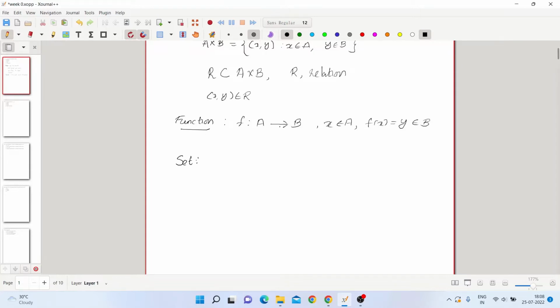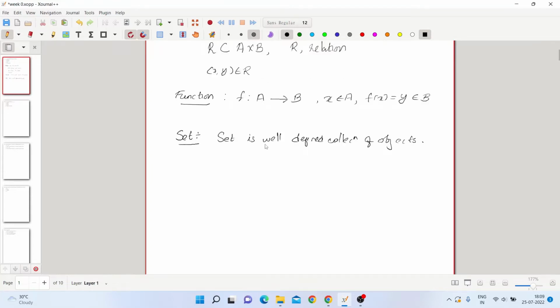A set is a well-defined collection of objects. Usually we denote a set by capital letters, capital A, capital B and so on. For example, let us write A equal to the set of all x, y, z. Here we are defining the set A.